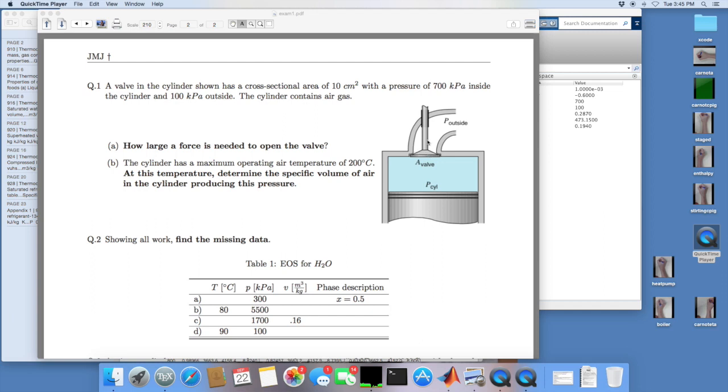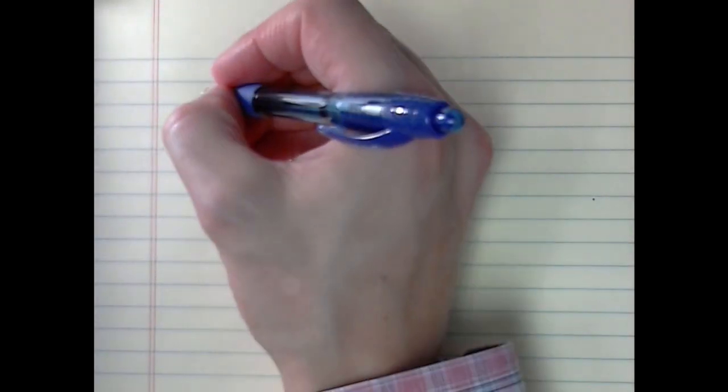So what we want to do is find the force that we have to apply through this little lifter rod in order to get this valve to open. And then also, if we know the temperature of the air inside this cylinder, what would be the specific volume? So let's go ahead and begin by drawing the cylinder.